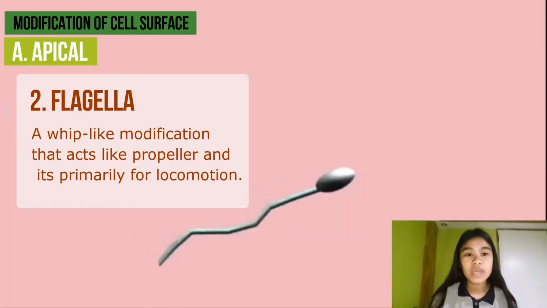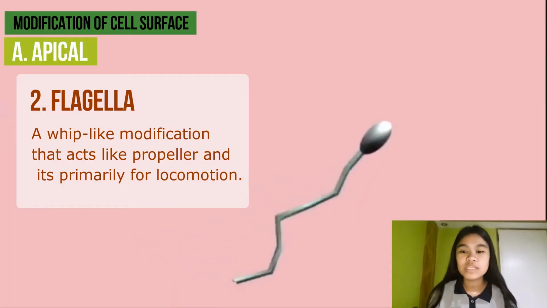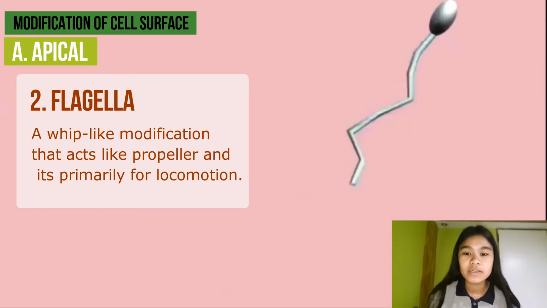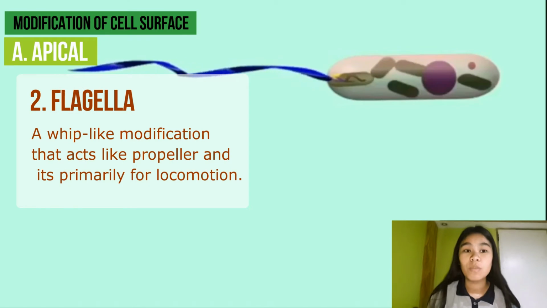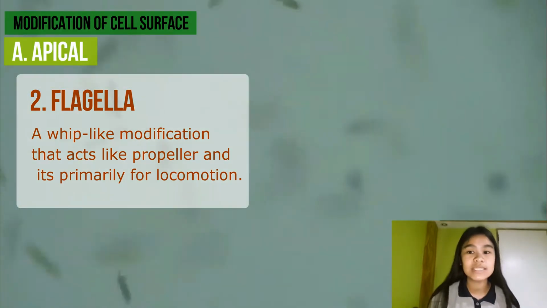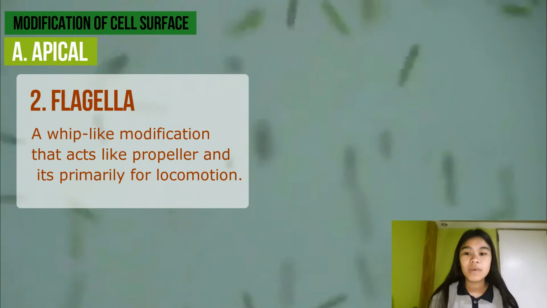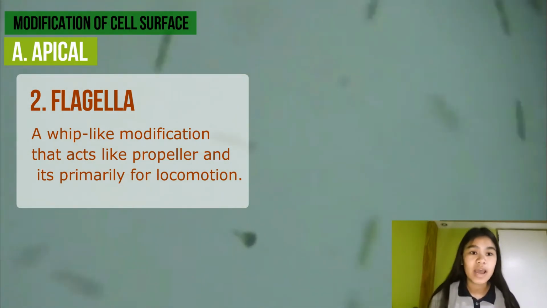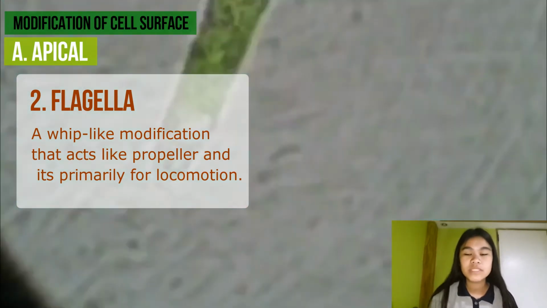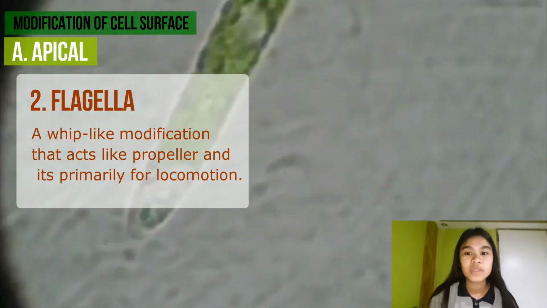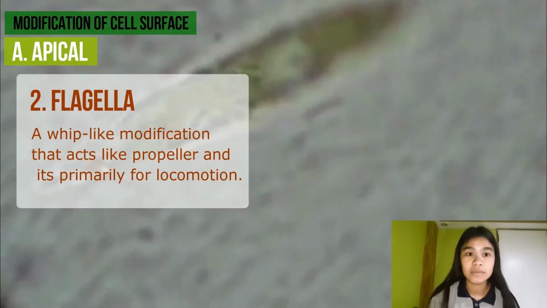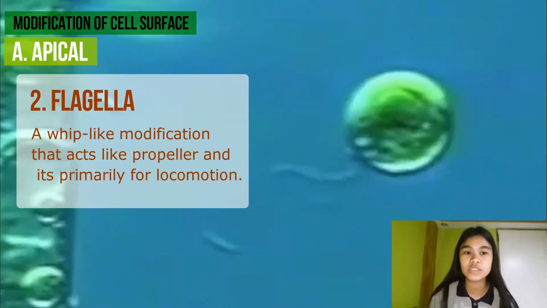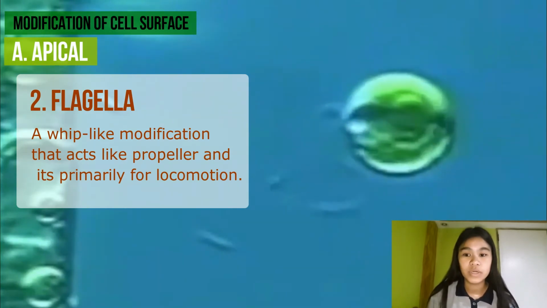And second, we have the flagella. So, flagella is a whip-like modification that acts like propeller, and it's primarily for locomotion. So, pareho lang din sila ng cilia na for locomotion. But this flagella ay most common sa mga bacteria. But we have also, sa mga human, meron din tayo nito. Especially sa mga lalaki. They have the sperm cells. So, you can see here in the illustration how it works.